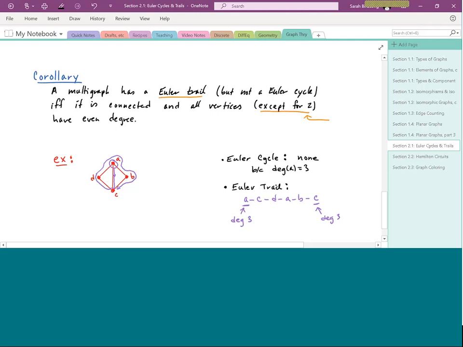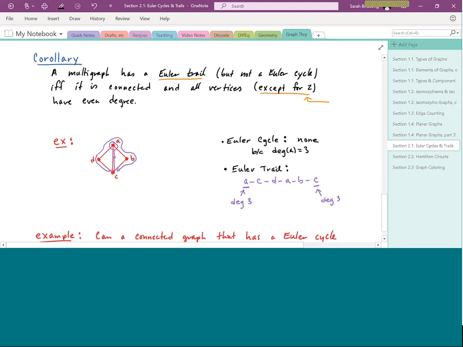Okay? Questions? Make sense? Kind of feeling okay-ish. That's literally it in terms of the Euler cycles and trails. All right, I am seeing no questions from you guys.